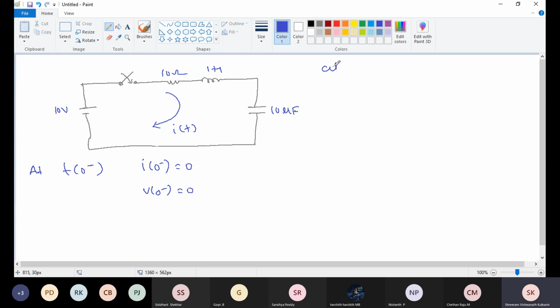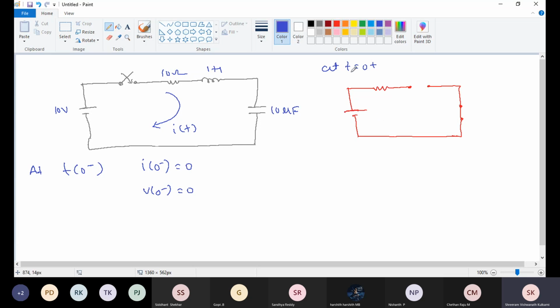At t equals to 0 plus, I'm going to redraw this circuit. What will happen? There is no change in the resistance, we draw it as it is, because voltage and current change instantly in the resistance. At t equal to 0 plus, my inductor will become an open circuit and my capacitor will become a short circuit. If you listened to the first class of this, you already know that.